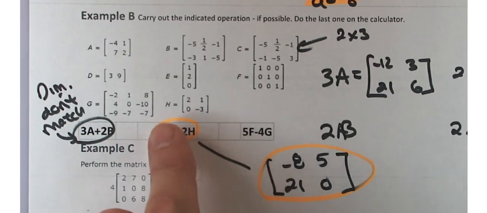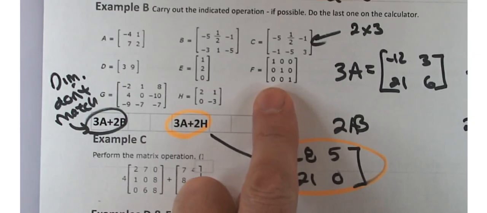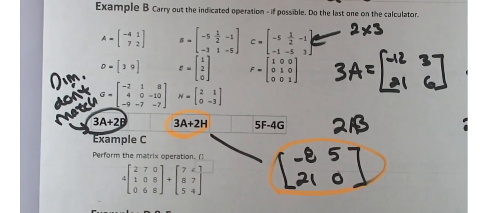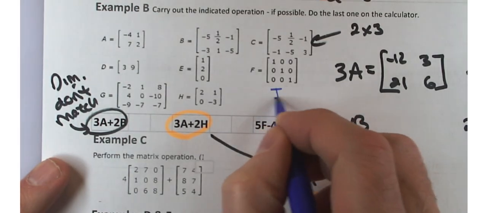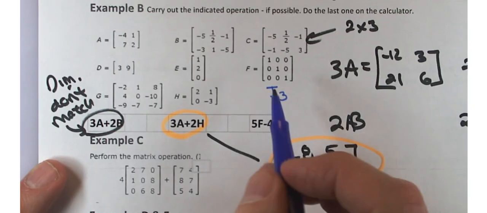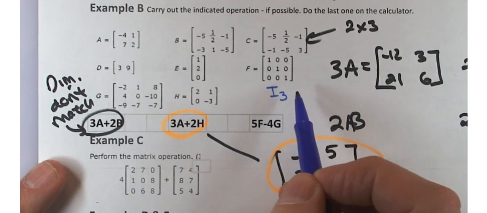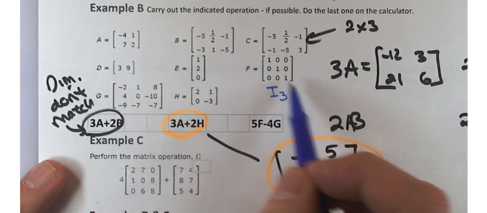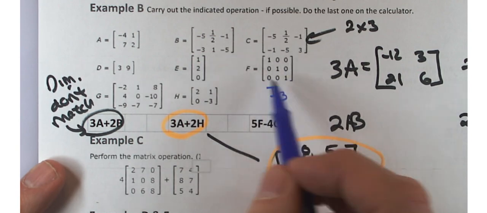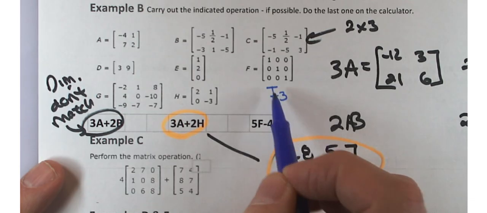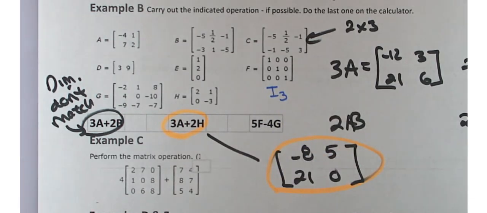Let's put those in. Now this one here, matrix F, that one's kind of special, and we're going to see this again in section 10.5. But another name I call this is I3. It's what's called the identity matrix. You've got 1s on this main diagonal and 0s everywhere else. It's a square matrix, 3 by 3. That's why I call it I3. But for right now, we'll put it in as F.